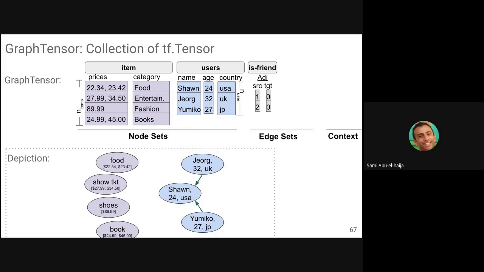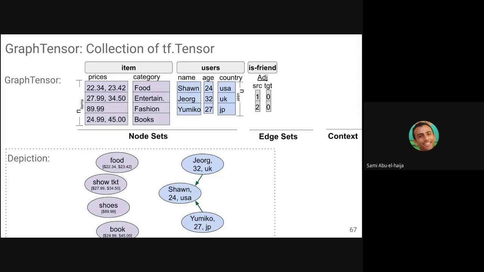The edge sets graph piece is also a dictionary keyed by the edge set name. Different from the node set representations, edge sets have this adjacency structure that stores edge endpoints using the source and target tensors. These tensors keep the node IDs for the source and target nodes, and node IDs can be used as an index into the node set features tensor. The isFriend edge set here is a relation among the user's node set. So adjacency, source, and target tensors are indexes into the user's node set.